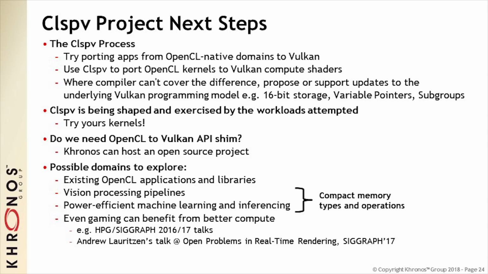If we find that there are real holes in the Vulkan compute model that make that mapping painful, then we can propose or we can support additions to the Vulkan compute model over time. Vulkan is already increasing its compute model capability. We now have 16-bit storage, variable pointers, and some things that you'd use for vision and image processing, like compact memory types and operations, potentially coming pretty soon.